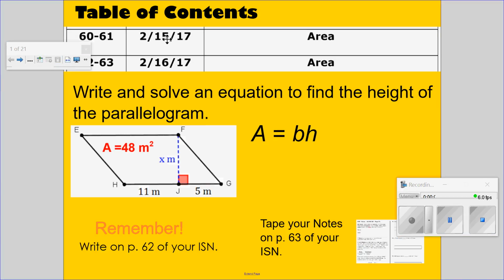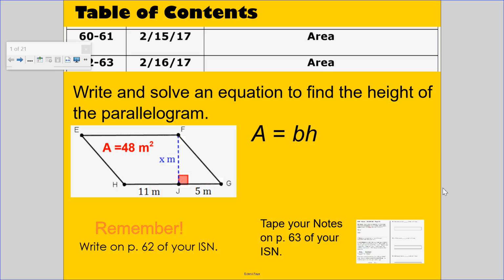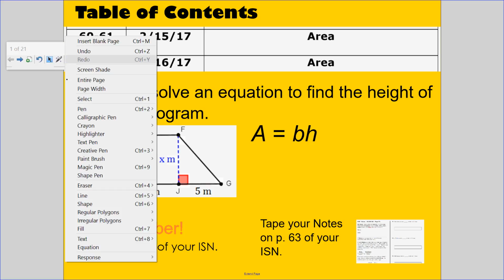This video is over the area of triangles. Let's look at our number routine. Write and solve an equation to find the height of the parallelogram. So let's look at this. Well, I know the formula is A equals BH, which really means area equals base times height.